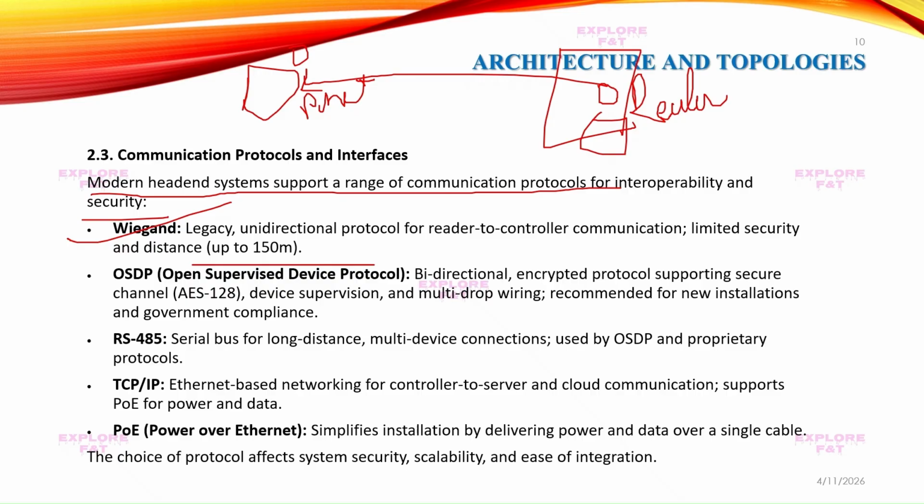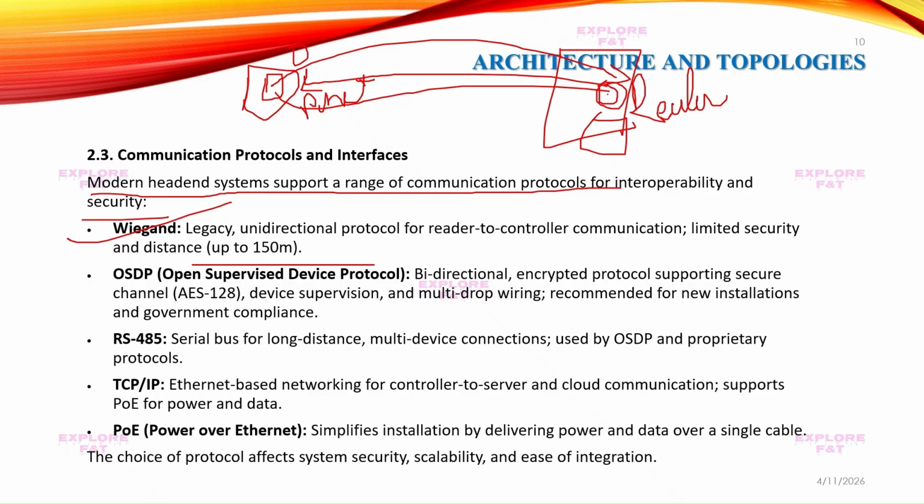And there is OSDP, the Open Supervised Device Protocol. In this one it's bidirectional. The reader checks the credential and informs the controller, and the controller will manage it. They will cross-check whether this credential is available in our controller database or not. If it is available, the controller will send the signal to the reader again, and the reader will give the signal to open the door. This is how OSDP works. It's the Open Supervised Device Protocol.